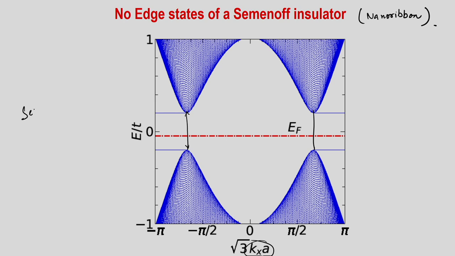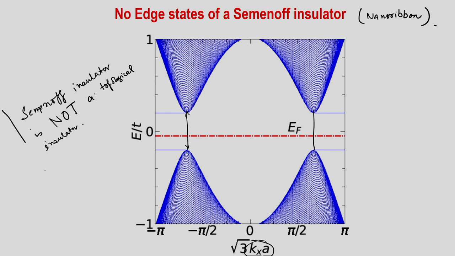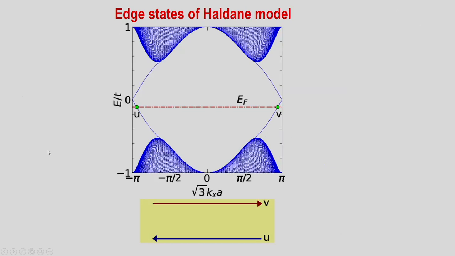And so the Semenov insulator is not a topological insulator. Okay, so this is what the story comes out to be, that just by putting a mass term, one cannot get a topological insulator. But now you see the Haldane model, there is a bulk gap.